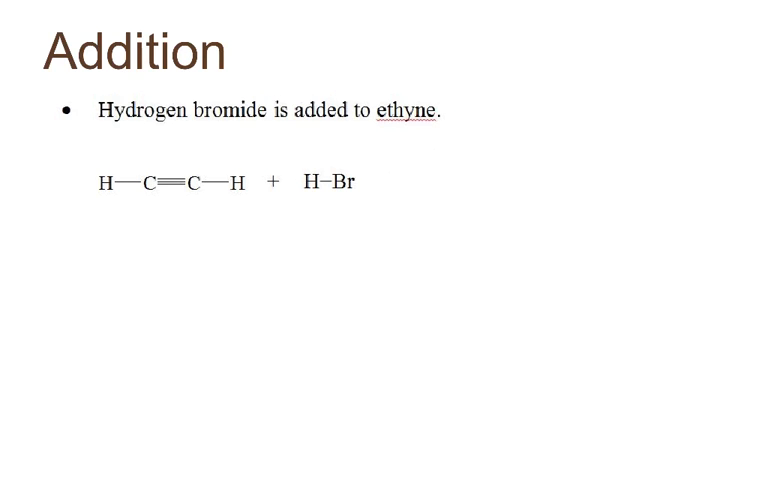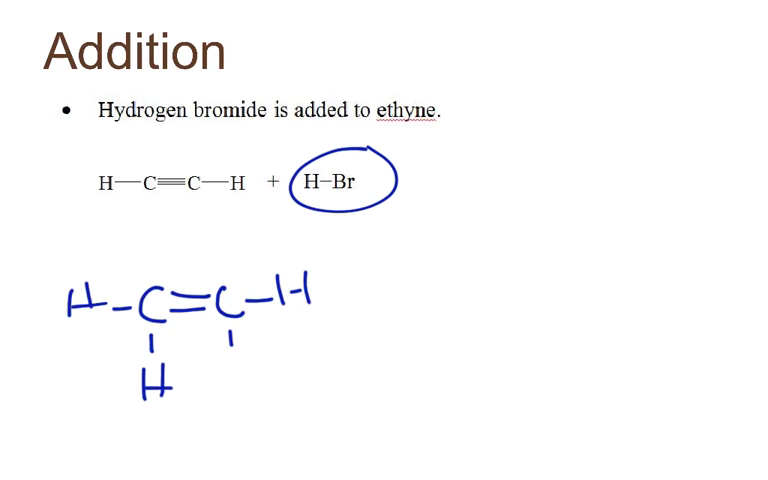Okay, another one. Here we have a triple bond. So you can see the triple bond could be a double bond, and that would leave room for another bond to be formed. So our HBr, H could go on one side, and Br could go on the other side, and we would end up with a molecule. So again, an addition reaction. We add to the triple bond in this case instead of a double bond.